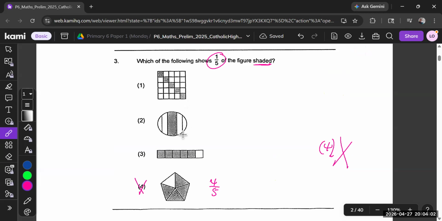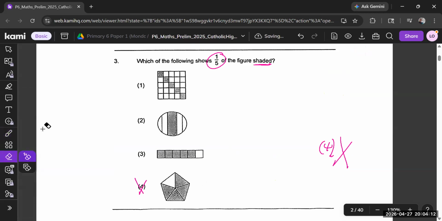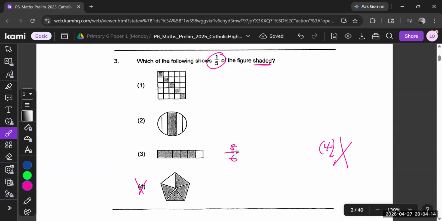Okay, now if you look at number 3, this is 1/6 unshaded. And by the way, number 3 is what? Number 3 is 5/6 shaded. Okay, 5/6 shaded, you want 1/5. For number 4, is 4 out of 5 shaded. So which is also not correct. Okay, now and one more thing is, if you look at number 2, you cannot compare.